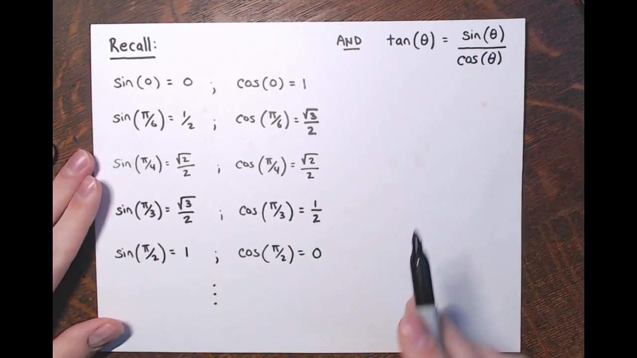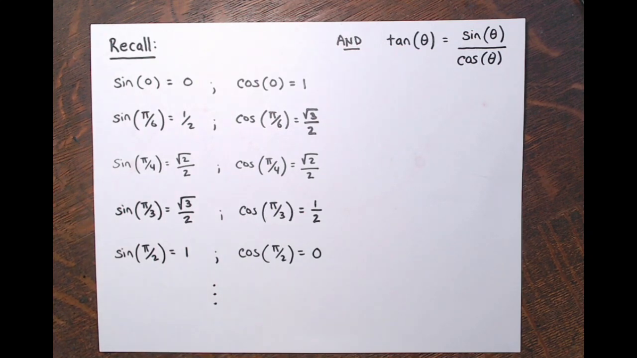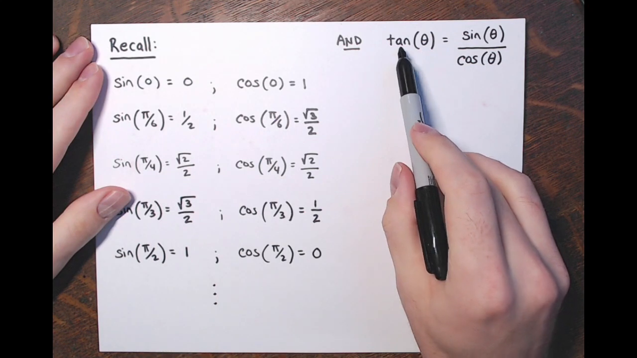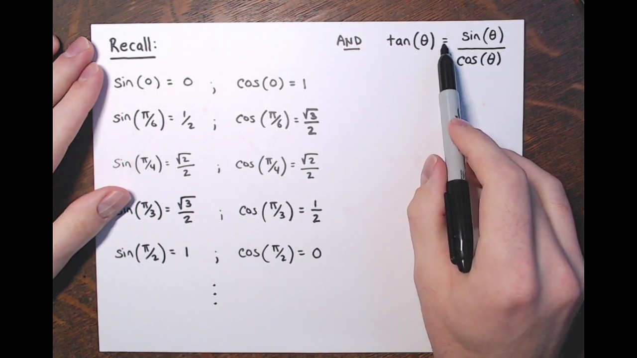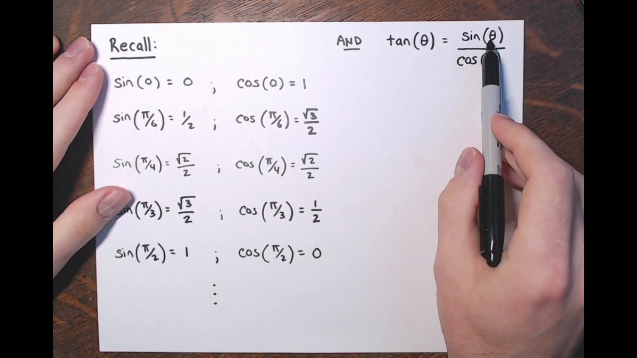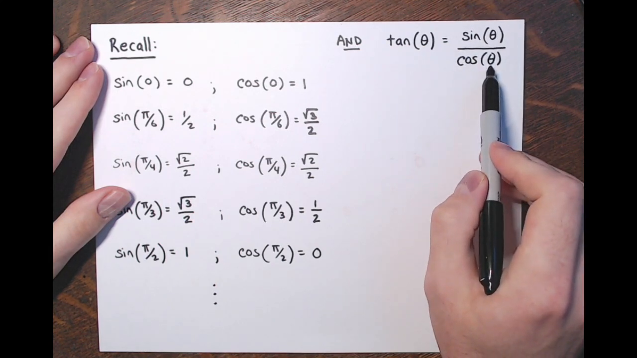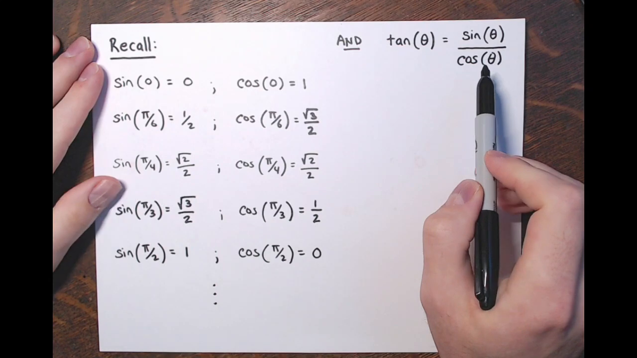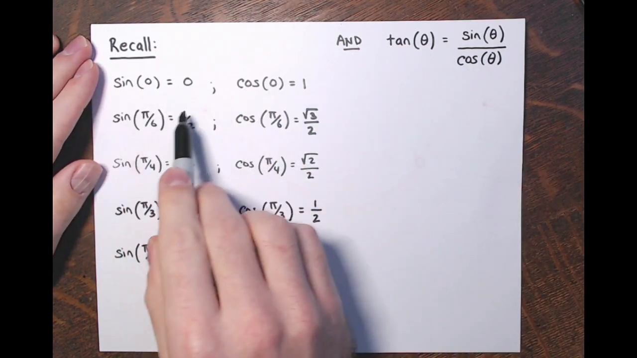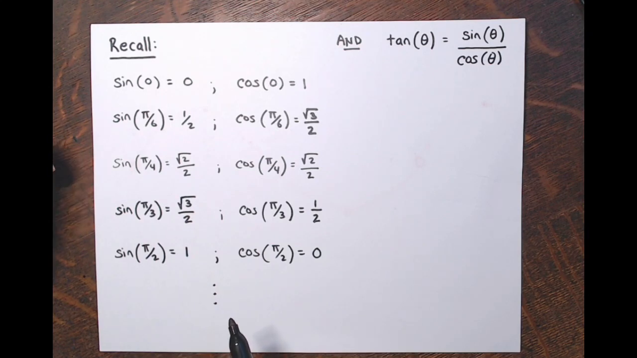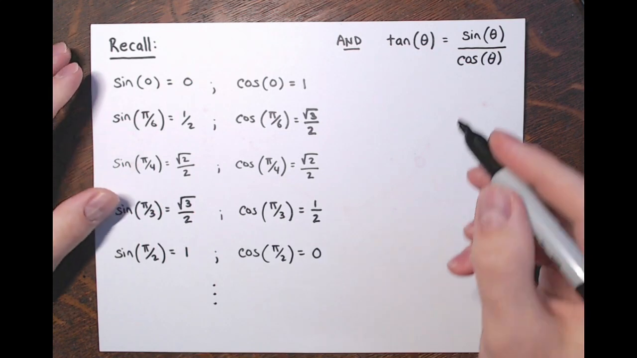Hopefully you recall this from a previous section as well. Remember, the tangent of an angle is equivalent to the sine of that angle divided by the cosine of that angle. Sine divided by cosine. So if we know the sine and cosine of all these angles, we can tell what the tangent of these angles will be.